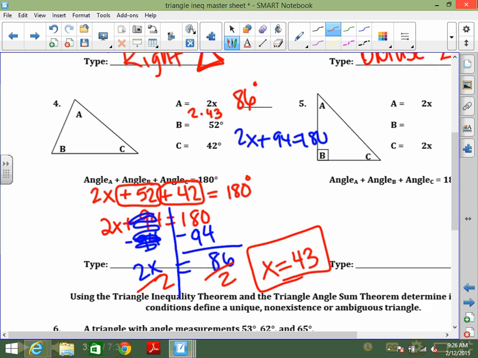Solving it is not the issue here. You got to solve it and know what to do with the answer to finish this problem out. That is 7th grade work. It's not solving it. Solving it's the bare minimum. You got to know what to do with that answer after you solve it. Okay? Now, what type of triangle is this? We have 86, 52, and 42. Acute.